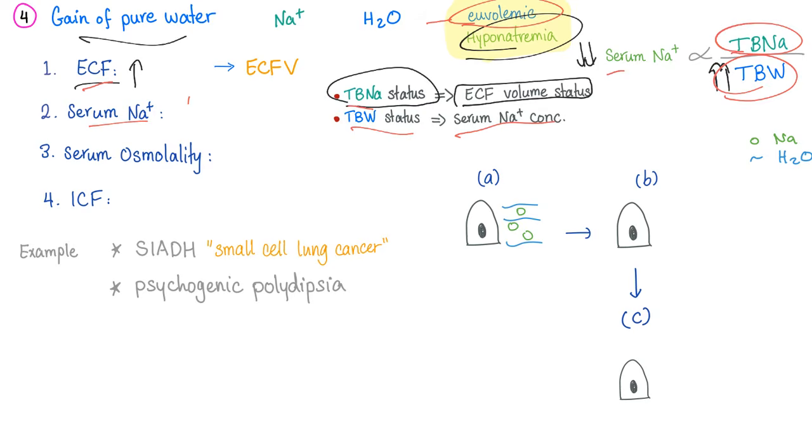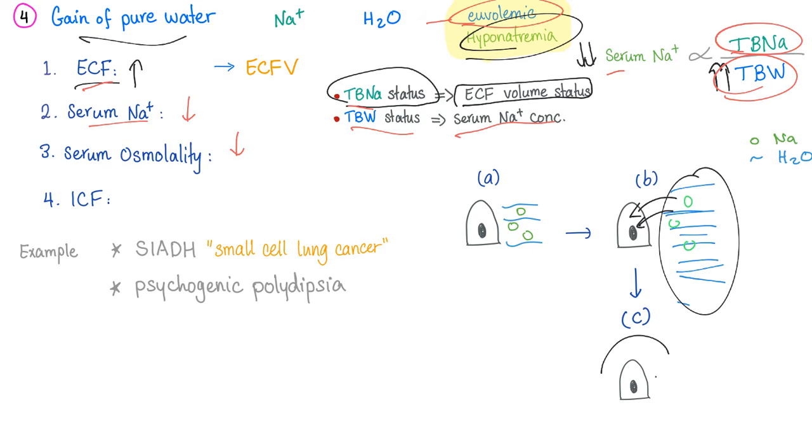Serum sodium decreases: hyponatremia. Serum osmolality decreases. How about the ICF? Use your brain. When you gain pure water and you have the same amount of sodium, the sodium outside is diluted. The intracellular fluid suddenly appears more attractive to water because it's more concentrated, so the ICF compartment is going to expand. Example, please: syndrome of inappropriate ADH. ADH absorbs free water from the kidney tubules, reabsorption of water, leading to hyponatremia.